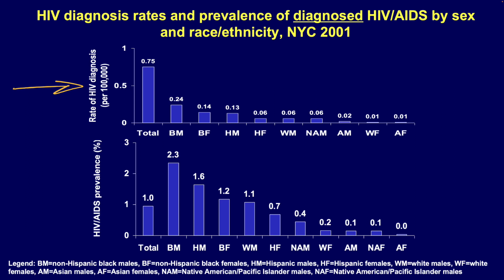And by using census data to calculate rates, we could see which groups are more or less likely to be diagnosed with HIV. We found major racial, ethnic, and gender disparities in the HIV diagnosis rate, and here as an example with Black males having 4 times the rate of HIV diagnoses compared with white males. And looking at the bottom graph, you can see the overall prevalence of diagnosed HIV, which we could now estimate for the first time using the surveillance system. I want to underscore that this represents the prevalence of diagnosed HIV.